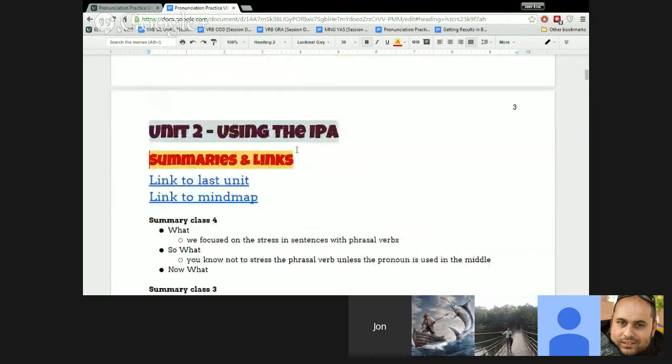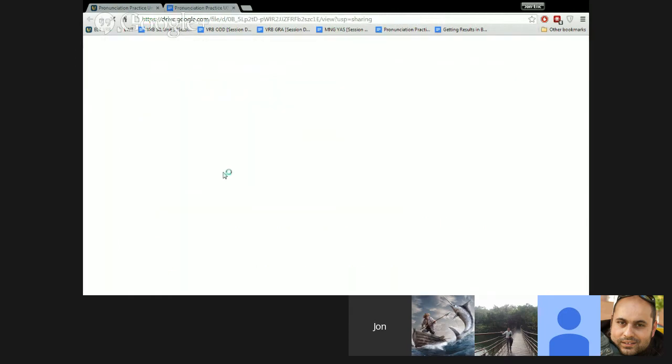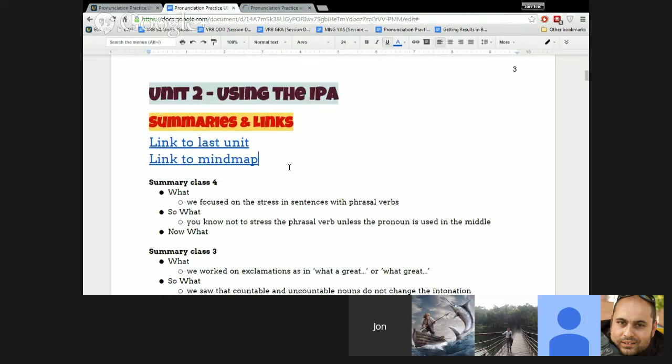On page 3, you can see I added 2 important things, and I'm going to use these in every class. I'm just going to mute you for a second, Della, because we're getting a lot of noise on your side. But you can turn your microphone back on when you're ready to speak, okay? So, first, I have a link to the last unit if you want to review what we did. Second, I have a mind map, which I'm going to share with you in just a second. It's going to take a minute to open, so I'll open that in the background.